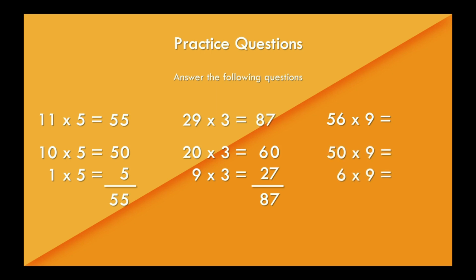Same goes for the third question. 56 is split into 50 and 6, both of these multiplied by 9. For the first one, we get 450 from 5 times 9 giving us 45 and carrying the 0 over. 6 times 9 gives us 54. Adding them together, after lining them up properly, gives us 504.